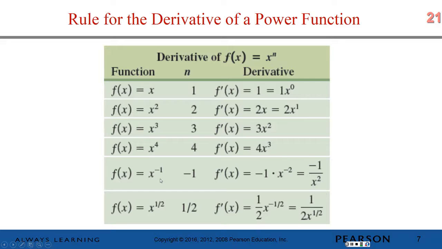If the exponent is negative, nothing changes. If it is x to the negative 1, the negative 1 drops down in front. You have negative 1 x to the negative 1 minus 1, which is x to the negative 2. So you have negative x to the negative 2 power. Now you can rewrite that as negative 1 over x squared, but I'm not going to make you do that.